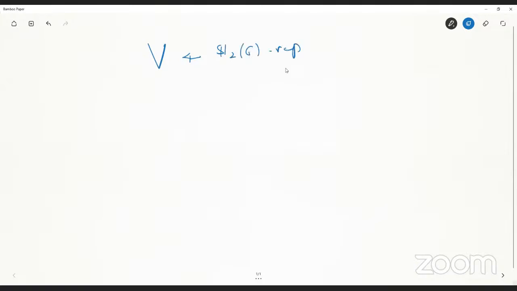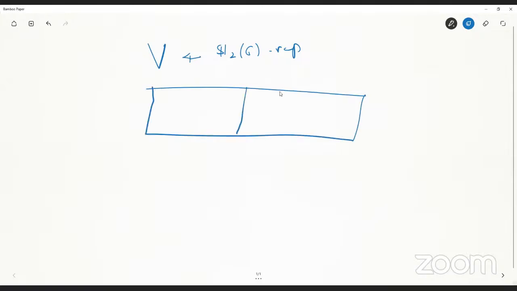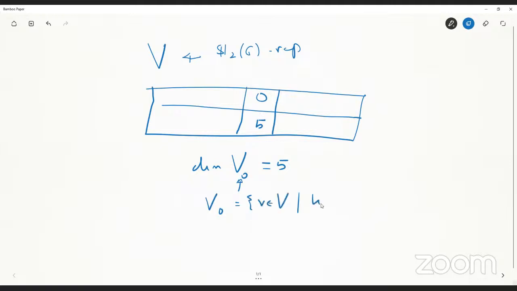So here you are given a table. Let me write down the partial table. On the top you are given the weights. The 0 weight, if I take inside capital V, then the dimension of V0 is 5. So this is the zeroth eigenspace of the operator H. So basically, what is V0? V0 is those vectors v in V such that H dot v is 0, where H is the element of the basis of SL2C.